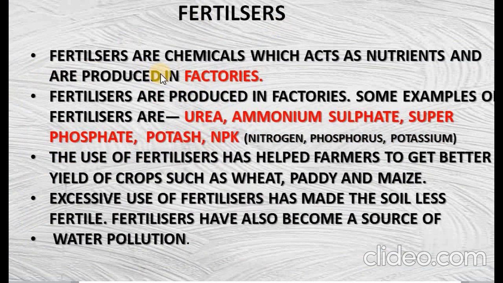Fertilizers. Fertilizers are chemicals which act as nutrients and are produced in factories. So they are man-made chemicals. Some examples of fertilizers are urea, ammonium sulfate, superphosphate, potash and NPK: nitrogen, phosphorus, potassium. These three elements are very important for the growth of the plants. They are directly supplied to the plants. The use of fertilizers has helped farmers to get better yields of crops such as wheat, paddy and maize because nitrogen, phosphorus and potassium are essential for the growth of the plants. So they trigger the growth very quickly and the growth is much faster.